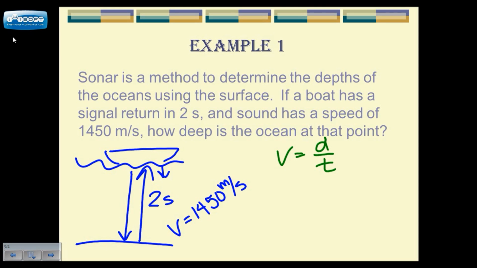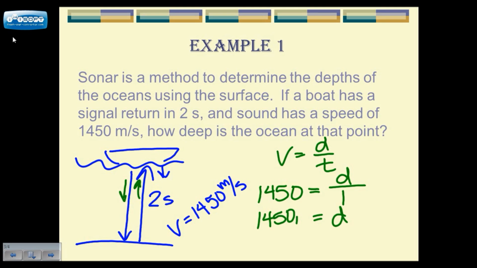Now, since it's 2 seconds down and back, then one direction is going to be 1 second. So to find our time, we're just going to divide by 2, which gives us 1 second. So v is 1450. We're looking for d, and t is 1 second. So we're going to multiply 1 over. We get a d of 1,450 meters. So actually not very deep.